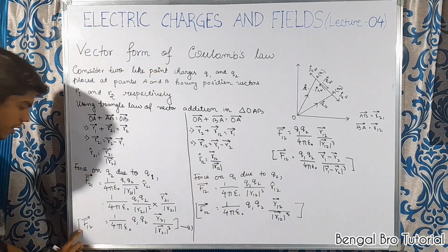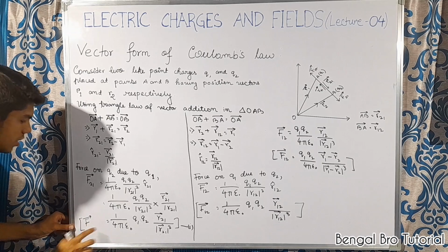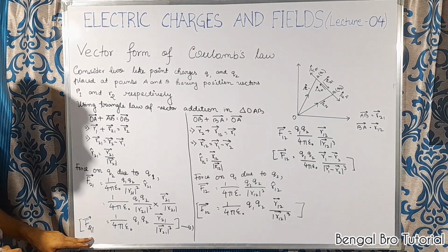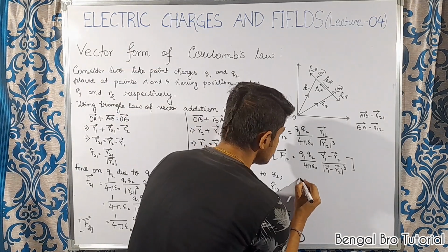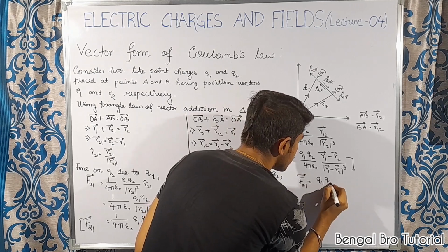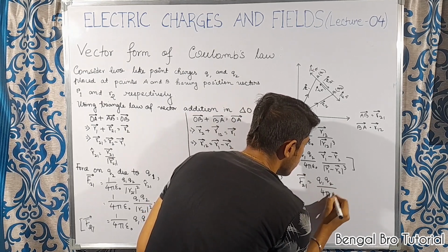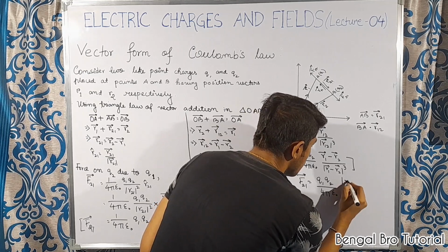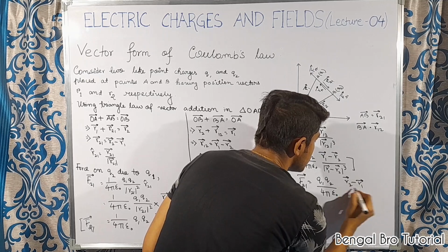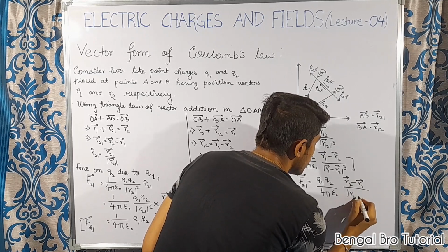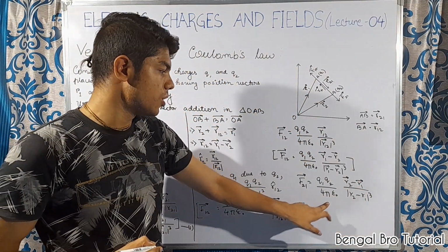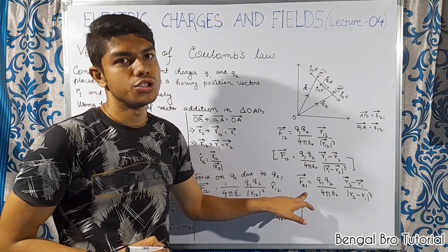Similarly, this will be F21. F21 can be written as F21 is equal to q1 q2 by 4 pi epsilon naught, r2 minus r1 vector by mod of r2 minus r1 whole cube. This is the expression for F21 in terms of position vectors.